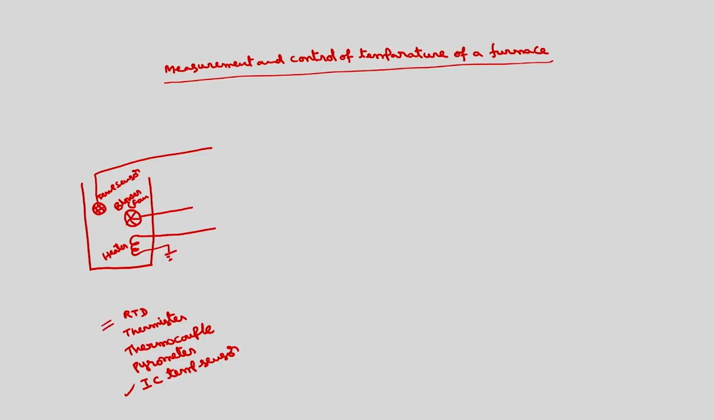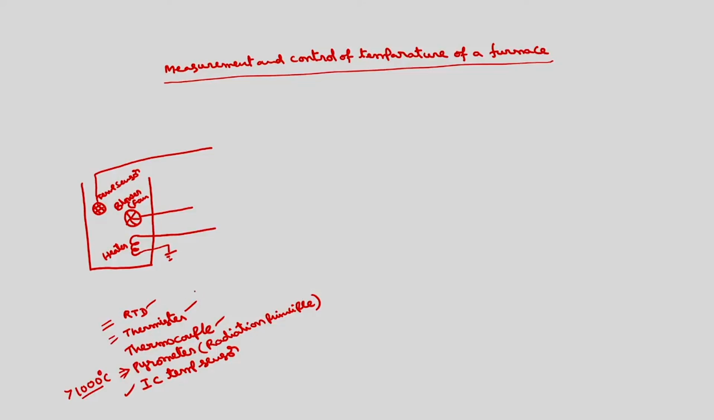Normally for lower range we will use RTD, thermistor. Then for higher ranges, temperatures of the order of greater than 1000 degrees centigrade, we will use pyrometers. This is based on the radiation principle. Because the temperature is greater than 1000 degrees, if I place any of these sensors, there is a possibility that these sensors may burn. Because of that, we will use the radiation sensors, where depending upon the radiation we will measure the temperature.